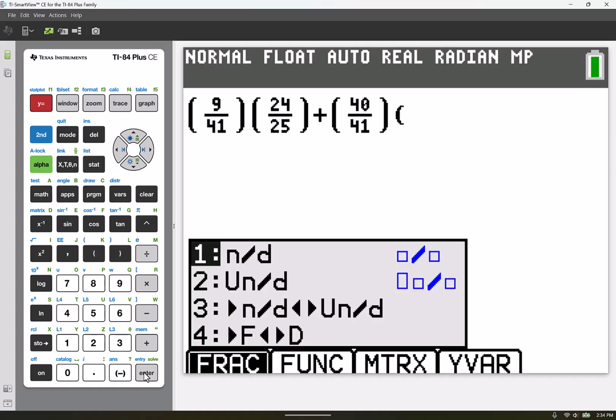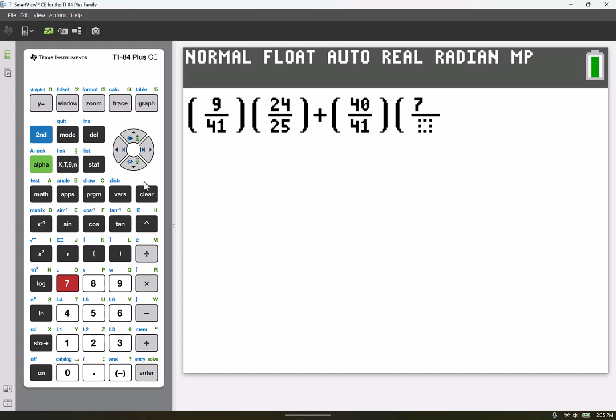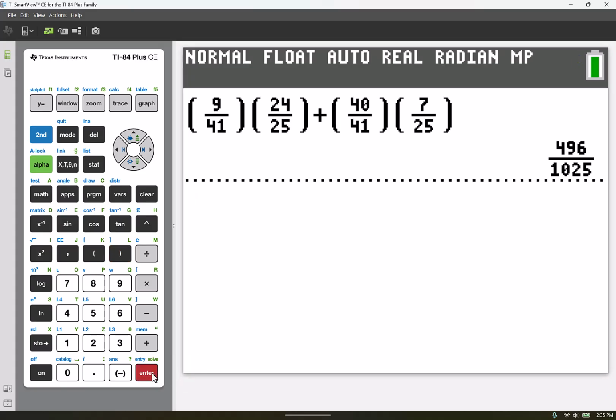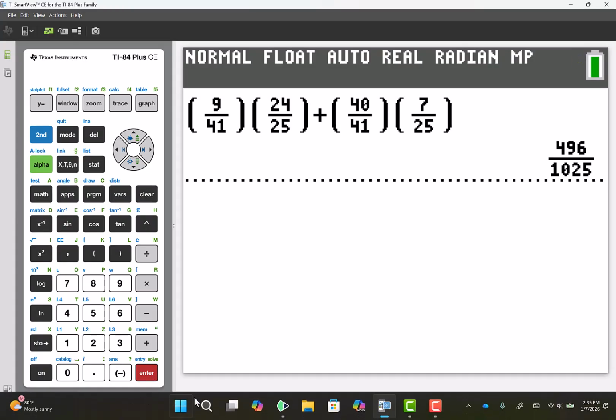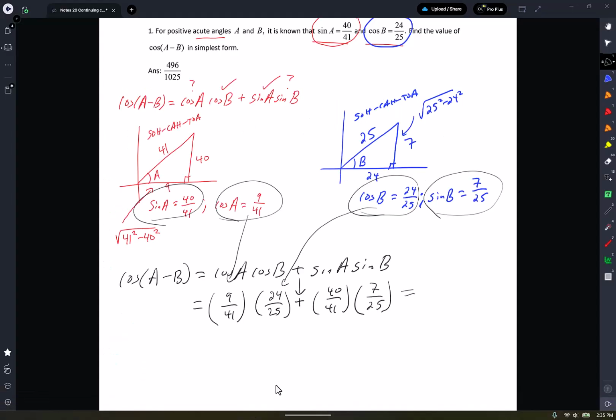What is the last one here? 7 over 25. If you do the formatting like this, the calculator should be smart enough to give you the same formatting again. Bam! Look at that. The calculator gives it to me in a nice little fraction. Do you guys see that? So 496 over 1025, is that what I have way over there in that little corner? And there it is, check mark.